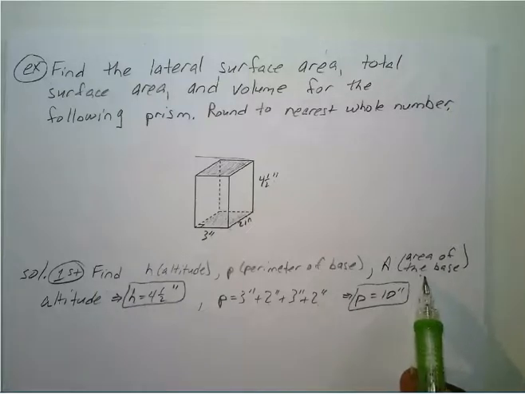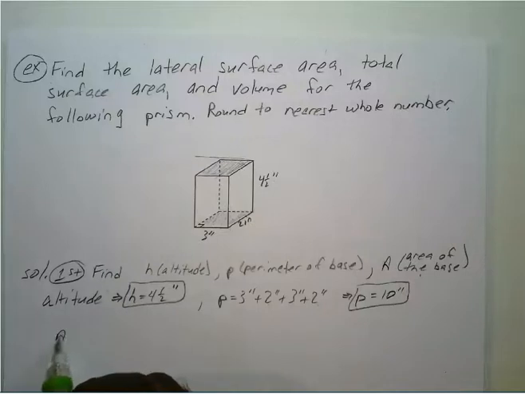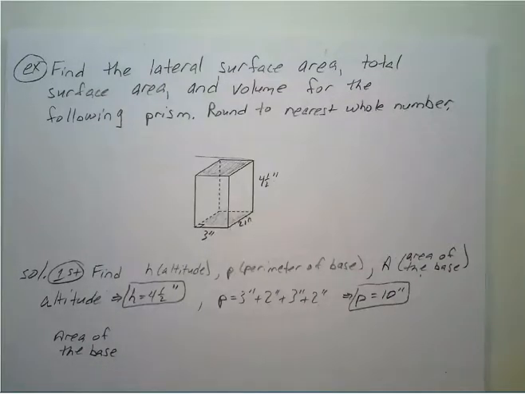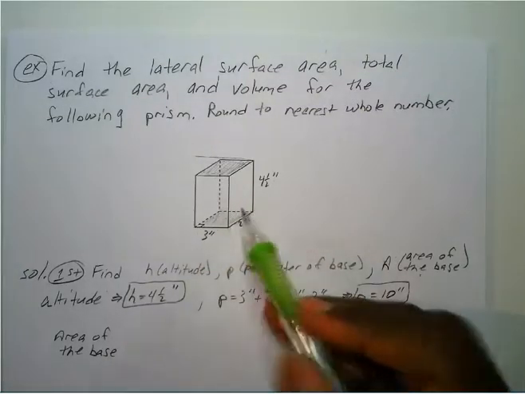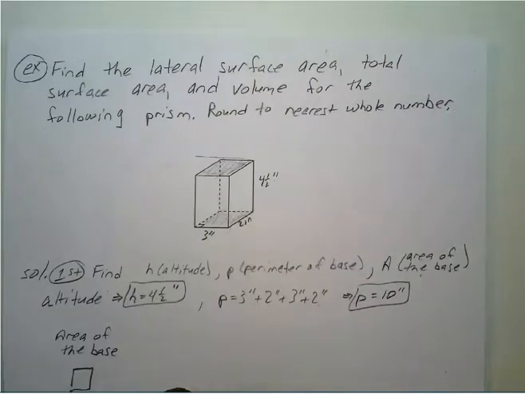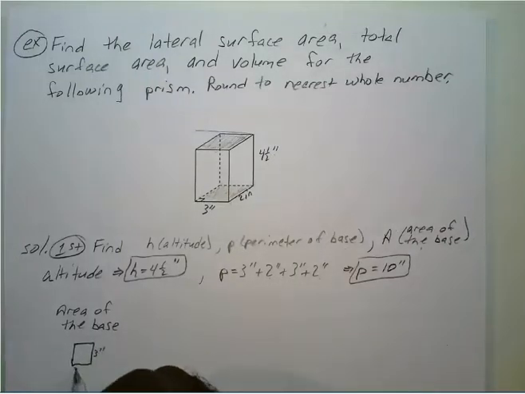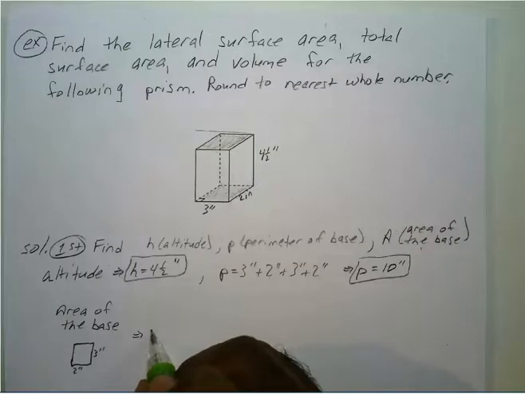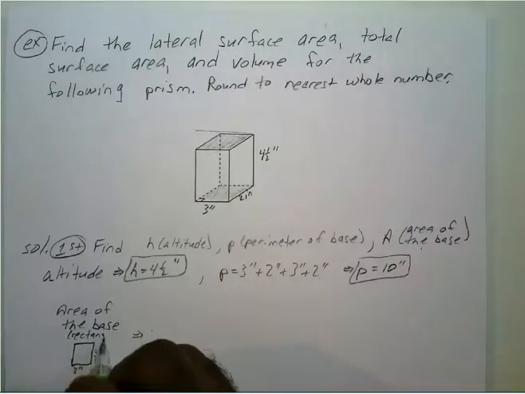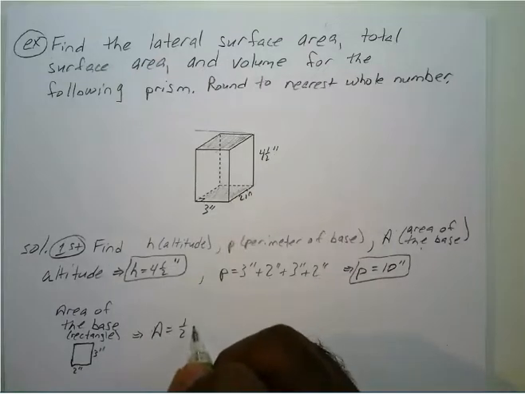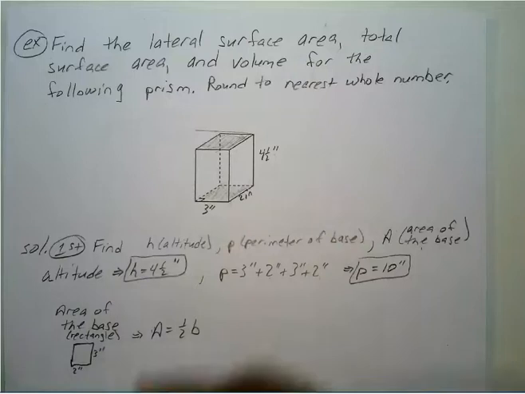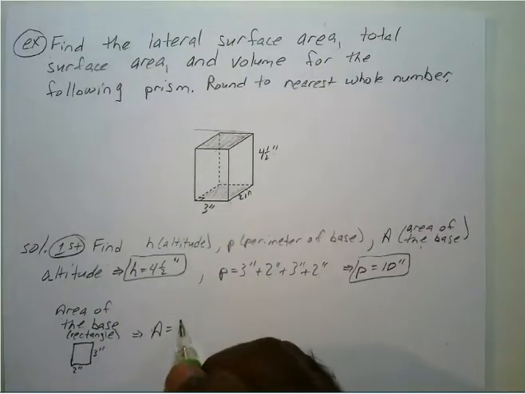Okay, so now this is where it can get tricky. Now, I always recommend drawing a little miniature diagram of your base. Okay, so you see here, our base is a rectangle. So we have our rectangle here. It doesn't have to be perfect, just a little quick sketch. Okay, one side is 3 inches, and one side is 2 inches. So we know the area of a rectangle is base times height. I mean, not 1/2 base times height, that's the triangle. Area equals base times height.